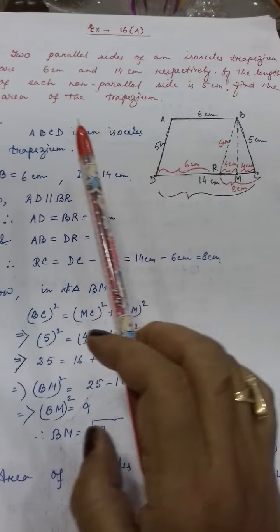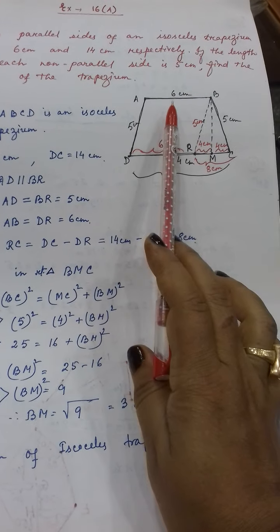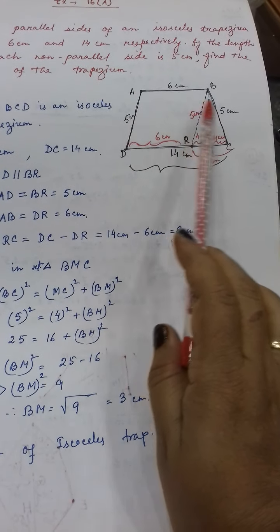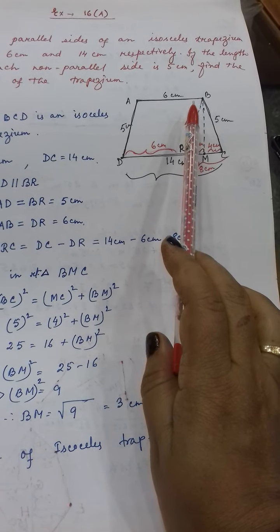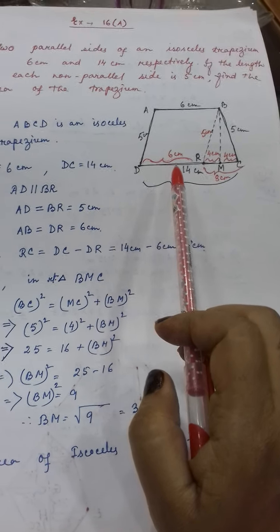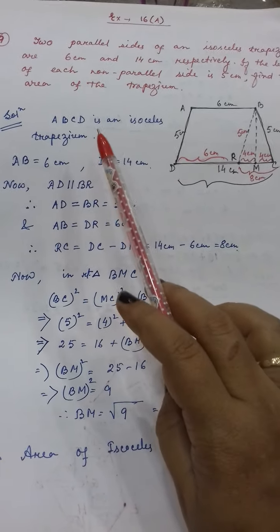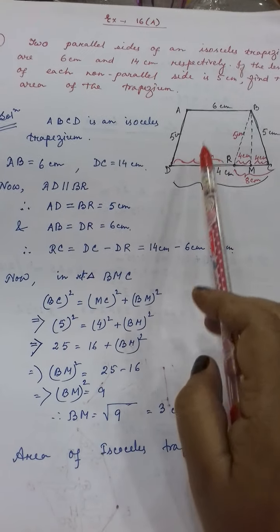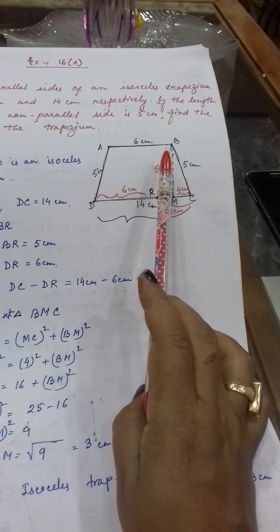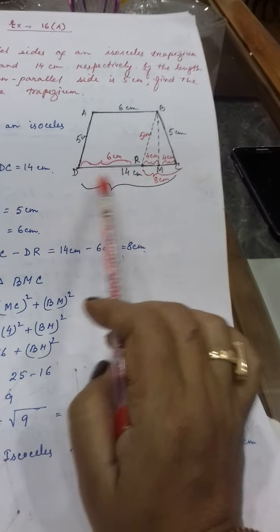Now it has told here two parallel sides, one is 6 centimeter, one is 14 centimeter. So which one is the smaller side? That one you consider as 6 centimeter and the longer one you consider as 14 centimeter. Clear? Now here I have written in this way, step by step you move. ABCD is an isosceles trapezium.